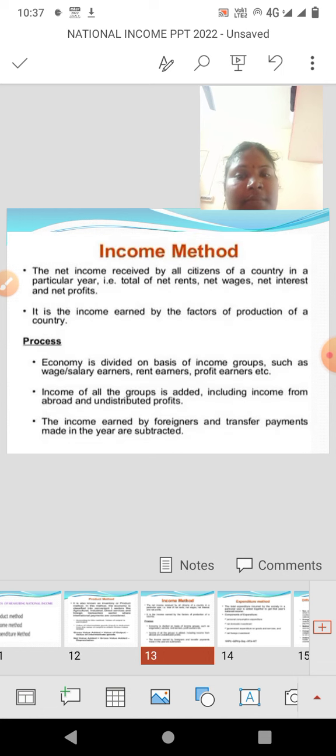Another one is the income method. The net income received by all citizens of a country in a particular year. Total of net rents, for example, net wages, net interest, and also net profit. It is the income earned by the factors of production of a country.